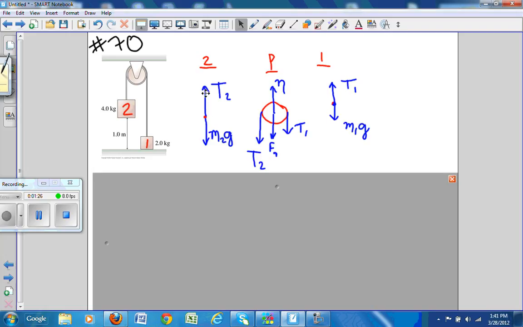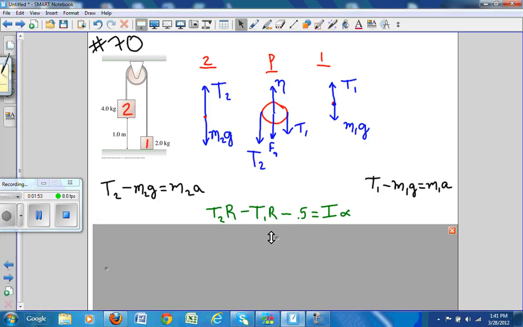So I drew a free body diagram for box 2, for the pulley, and for box 1. And so you can see here the tension up, the weight or the force of gravity down for box 2. For the pulley, you have the axle holding it up. I'm calling that a normal force. You have the force of gravity, or mg, down on the pulley. Those two cancel each other out, and they do not contribute any torque. And then for box 1 over here to the right, you have tension 1 going up and the force of gravity going down.